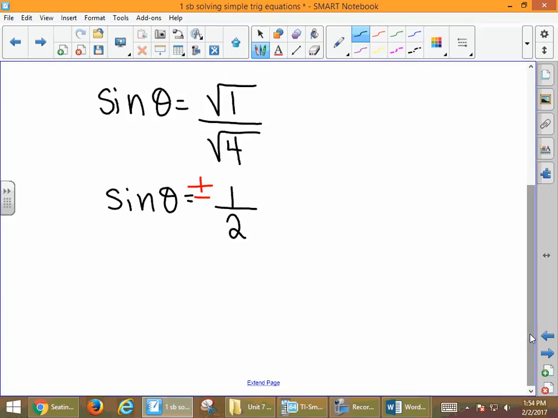What values of theta? Let's start with the first quadrant. Sine of pi/6 is 1/2. Then we need to go to the second quadrant, because it's positive and it's negative, so what's our second quadrant angle? 5 pi over 6. And our third quadrant angle?